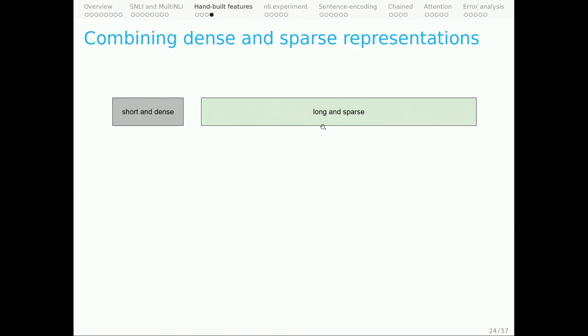And the question arises then, what's an effective way to combine these two representations in a unified model? Because it's not like I have to choose just long and sparse or short and dense. Maybe I can have the advantages of both. And the naive thing to do would be to just concatenate these two representations. So that if the green has 20,000 dimensions, which is pretty realistic, and the short and dense one has 50, then you have 20,050 dimensions.